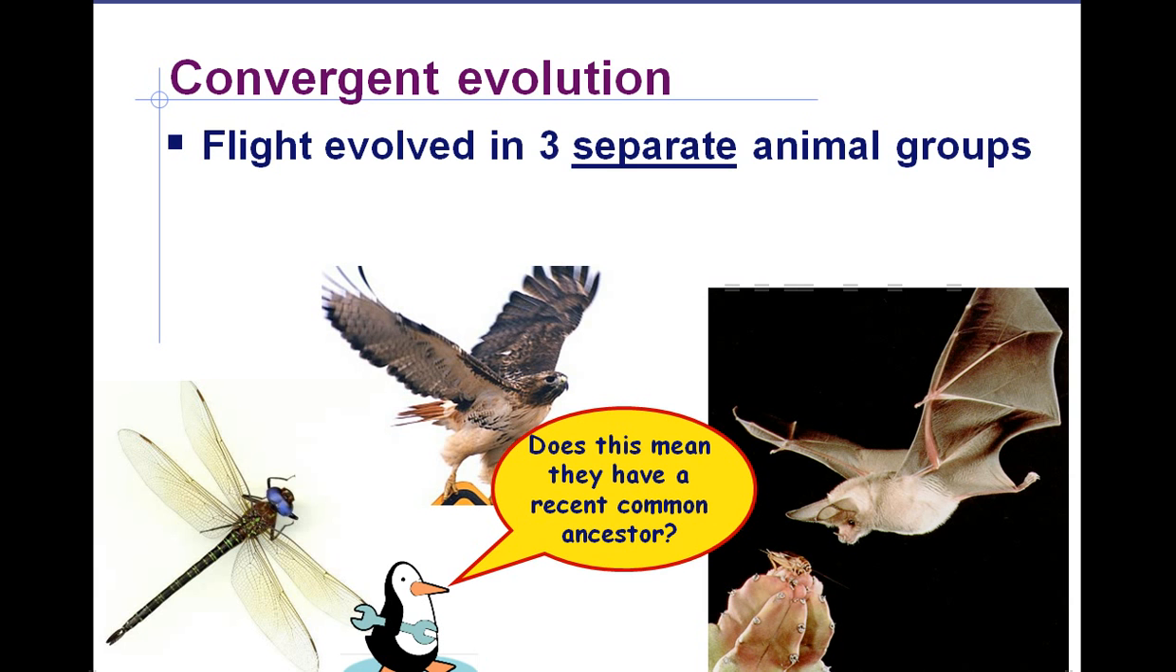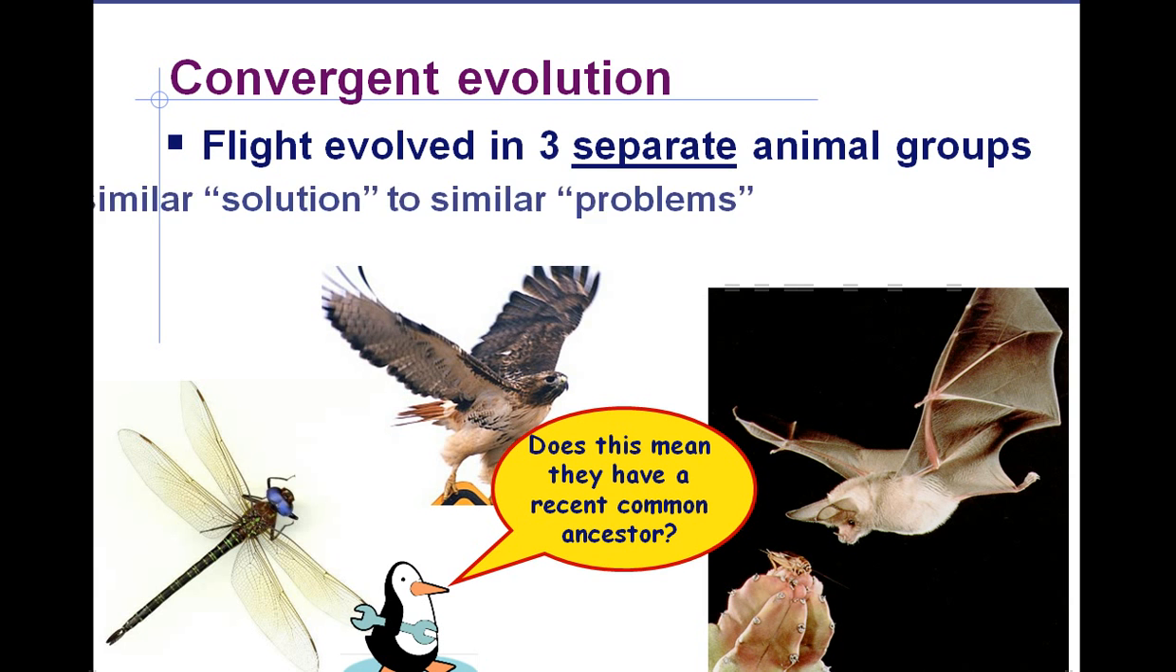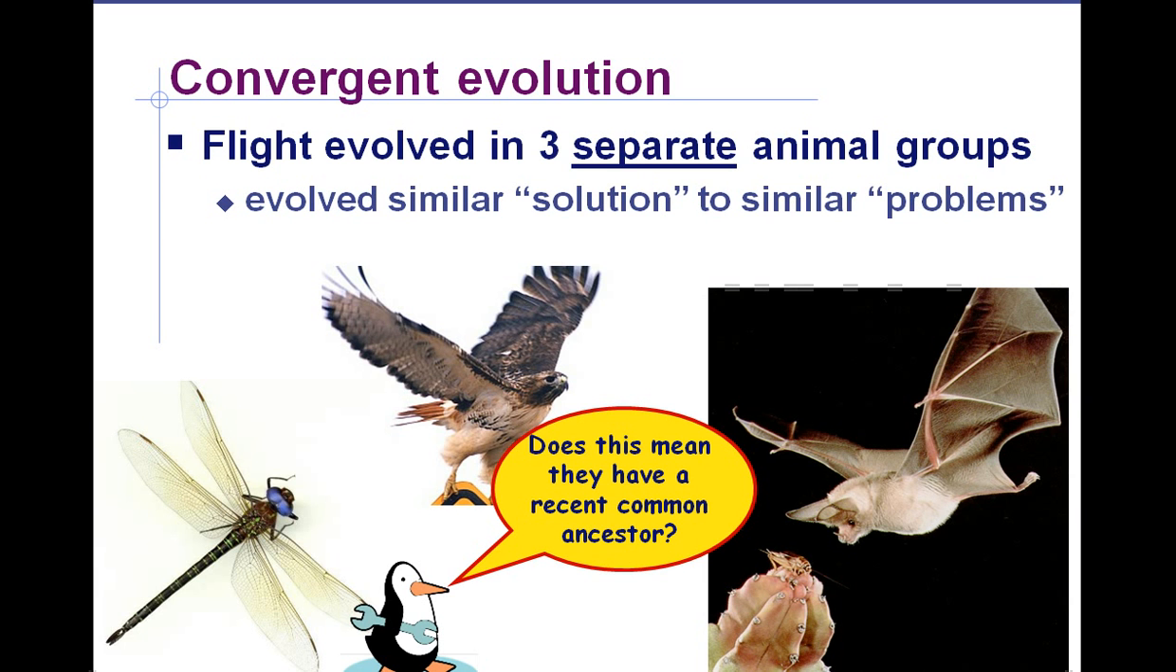Does this mean they have a recent common ancestor? The answer is no. However, they did evolve similar solutions to similar problems. Convergent evolution results in analogous structures, not homologous structures.